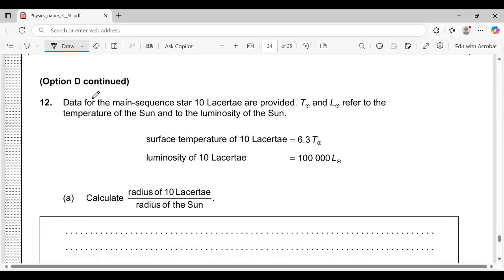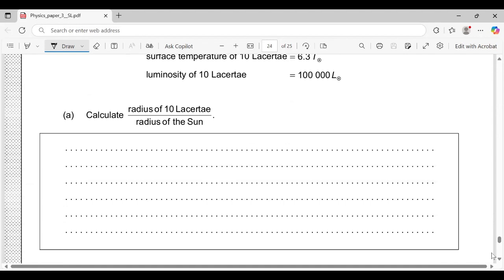Number 12. Data for the main sequence star, 10 letter T, are provided. T sun and L sun refer to the temperature of the sun and the luminosity of the sun. Surface temperature of 10 letter T is 6.3 times the temperature of the sun. Luminosity of 10 letter T is 100,000 times the luminosity of the sun. Calculate the ratio, radius of 10 letter T over radius of the sun.